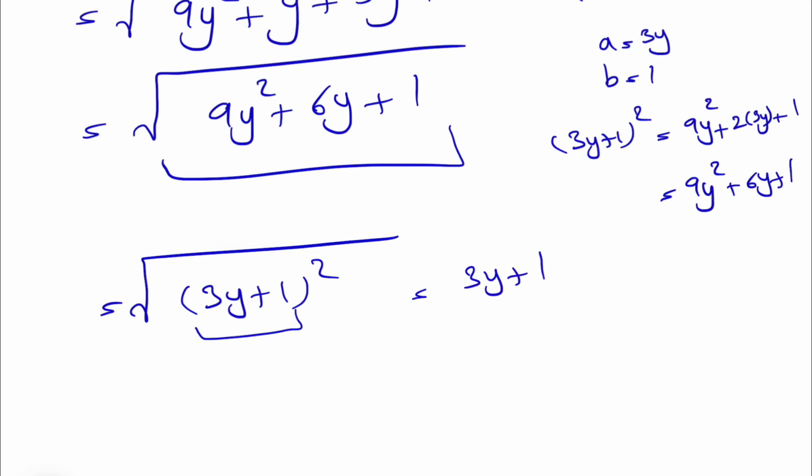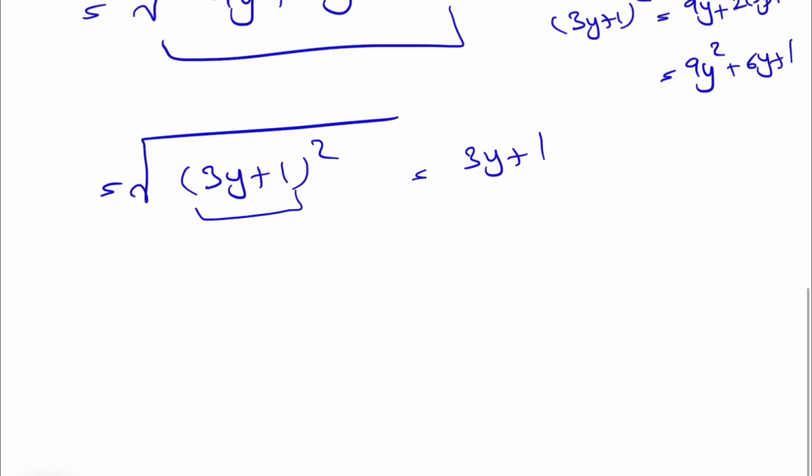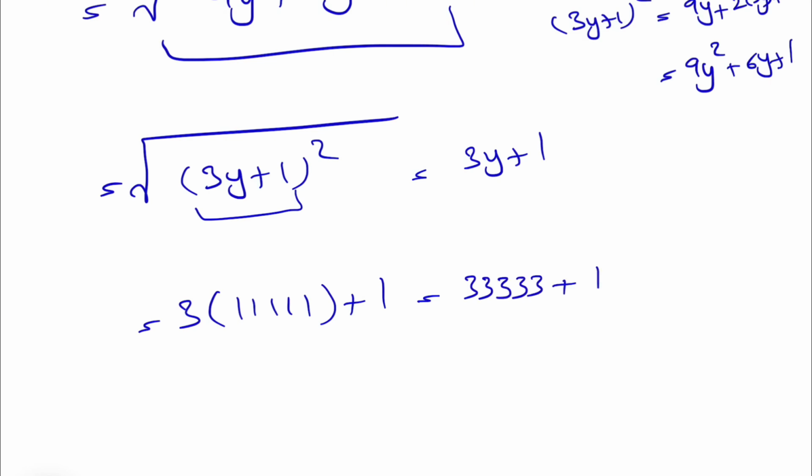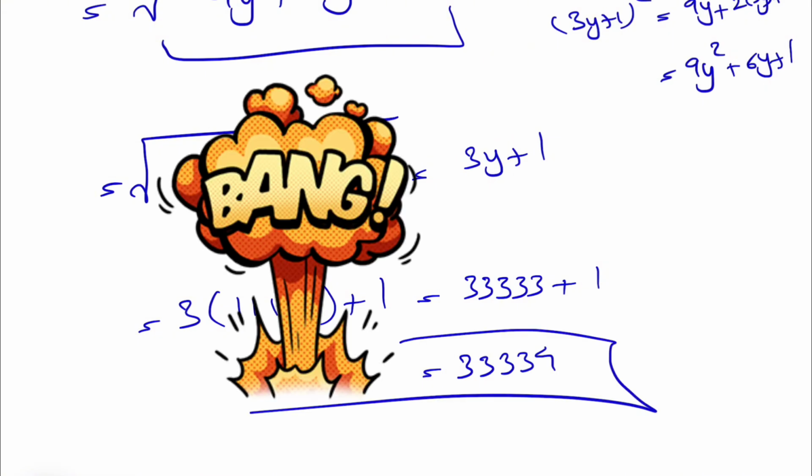So 3y plus 1, where what we called y in the previous step was 111,111. So basically we have 3 times 111,111, which is 333,333, plus 1, and the answer will be 333,334. That would be the final answer for this question.